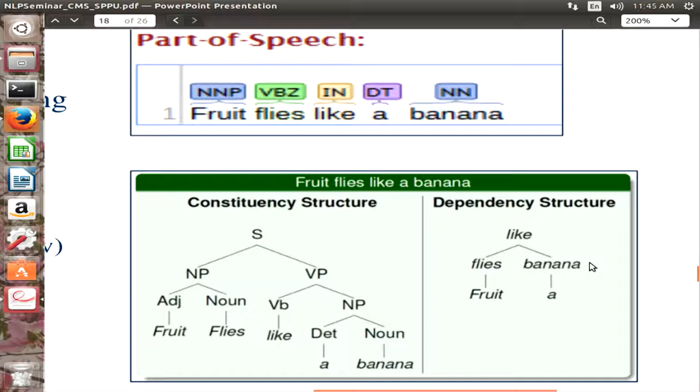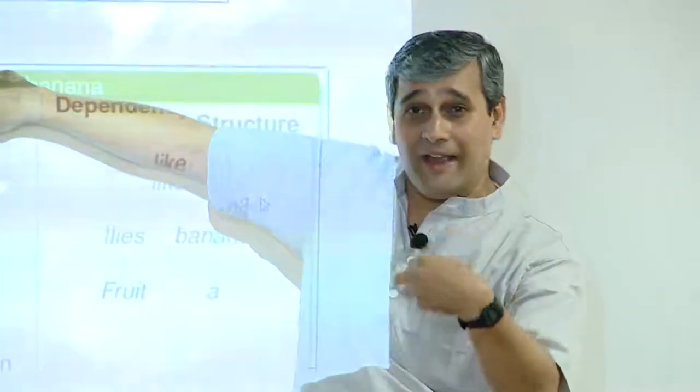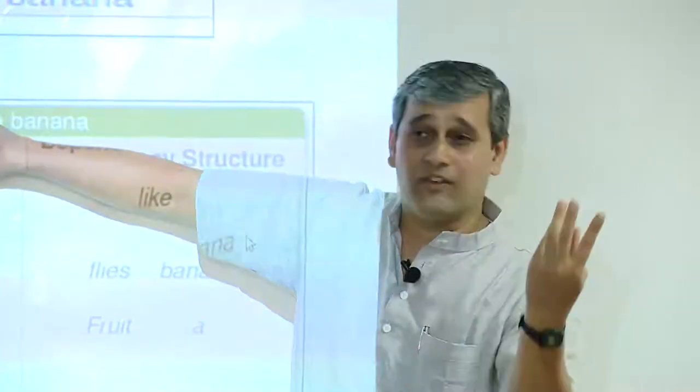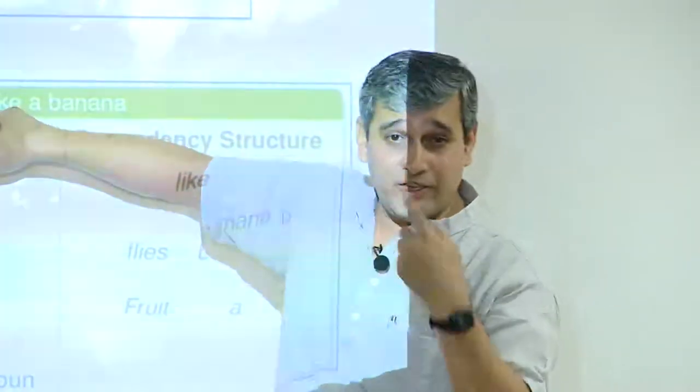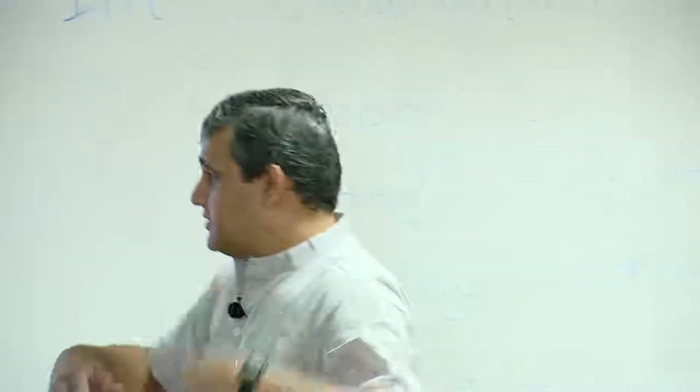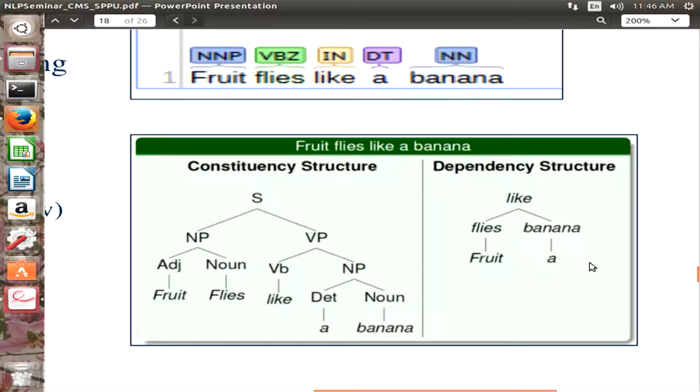Or fruit flies. What is fruit fly? A fly is an insect. So fruit fly is an insect that sits on fruit. So flies is the plural of fly, one fly, many flies. So fruit flies is one word, not two words, as we saw with chainsaw earlier or blackboard. Oops, sorry. Yeah, you remember that. And then like a banana. So like is the verb. That is, they adore or they appreciate banana.